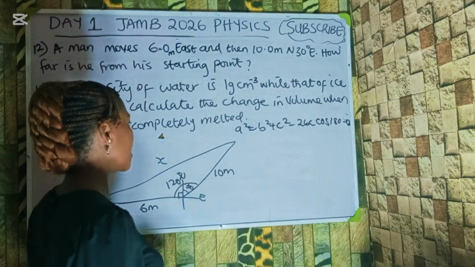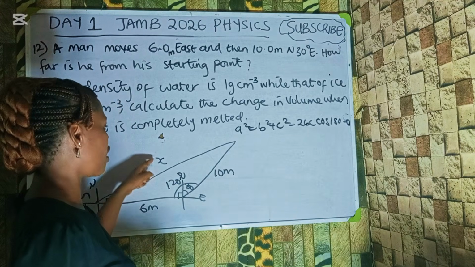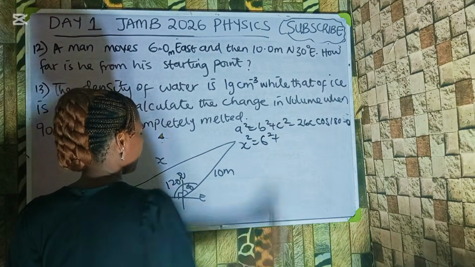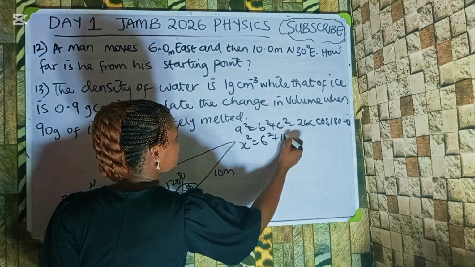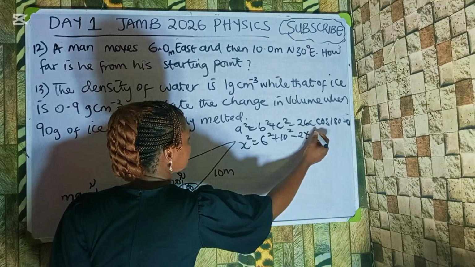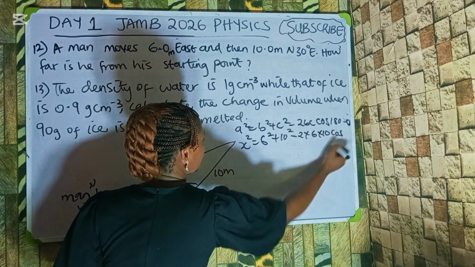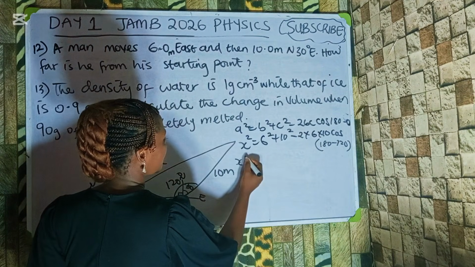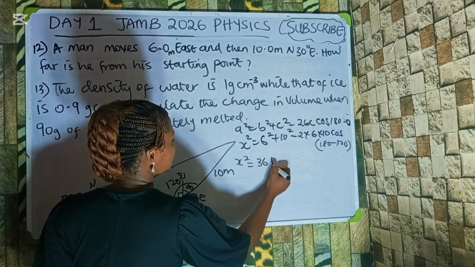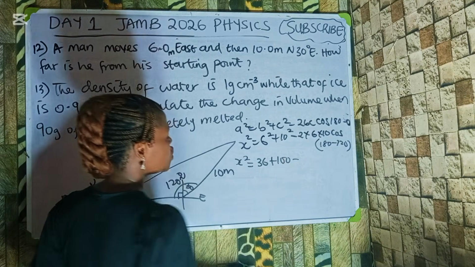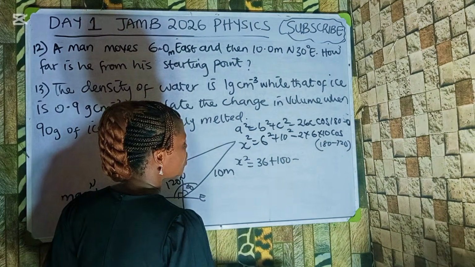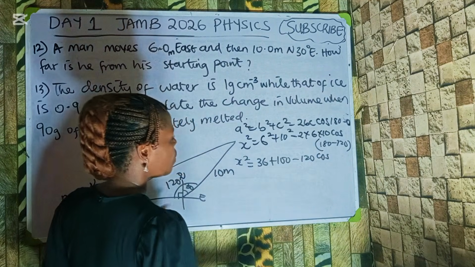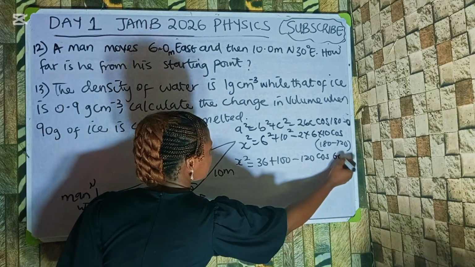Okay, so let's just work it out and see what we have. Now here my a becomes the x I'm looking for. I'm going to say x square is equal to c square plus 10 square minus 2 times 6 times 10 cos (180 minus 120). So x square is equal to 36 plus 100 minus 2 times 6 is 12, times 10 is 120. Now cos (180 minus 120) is going to give me 60, right?